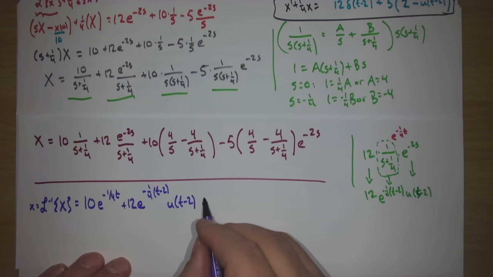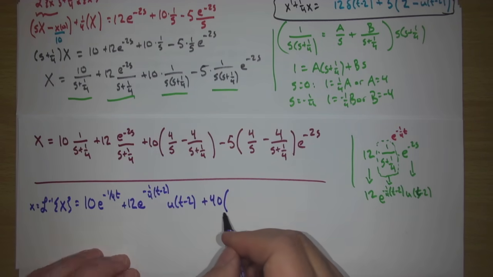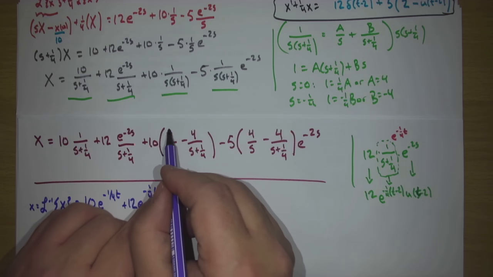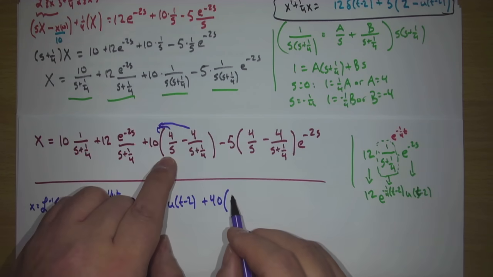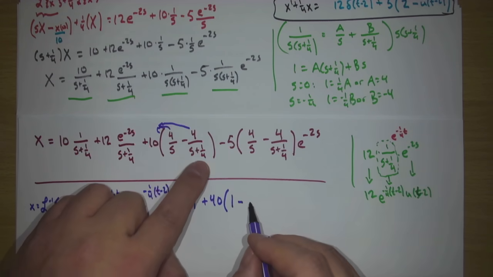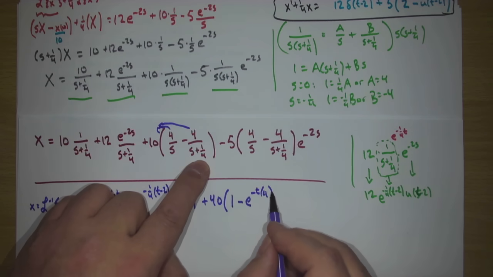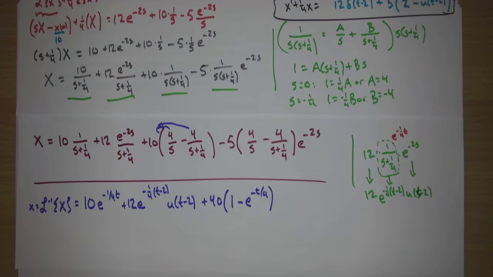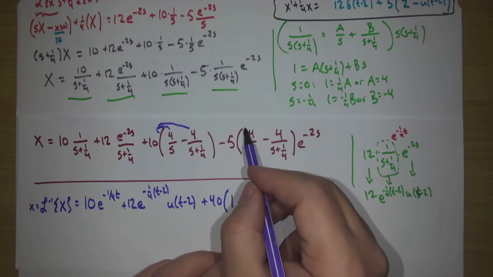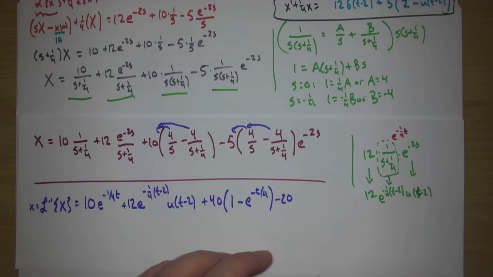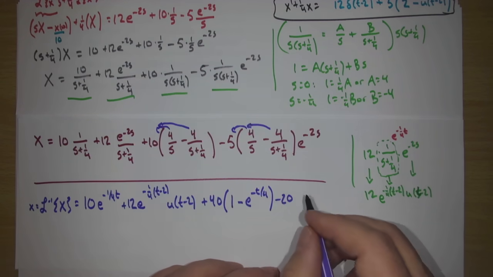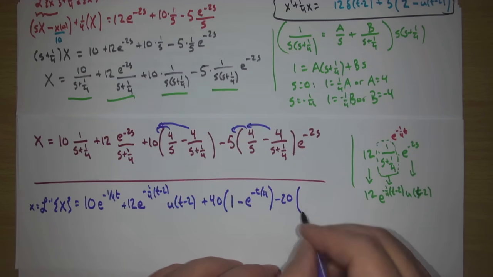Okay, so the next term, well, we can factor a 4 out. So we could say plus 40. And then if we factor the 4 out, 1 over s would be 1 minus, then here, e to the minus t over 4. Similar, we can factor 4 out. Minus 20. Okay, now what happens?